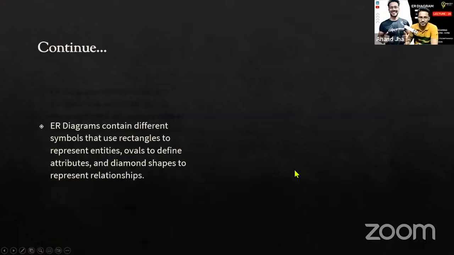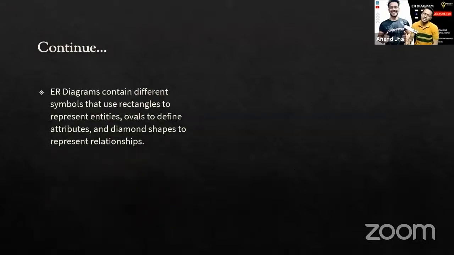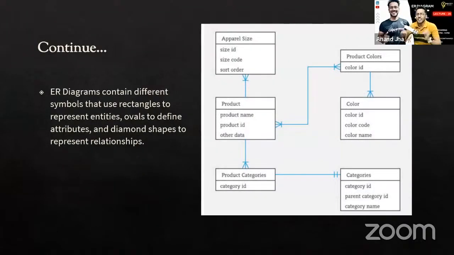Let's see what is next. So an ER diagram contains different symbols. I told you that it uses rectangles to represent entities, ovals to define attributes, and diamond shapes to represent relationships.